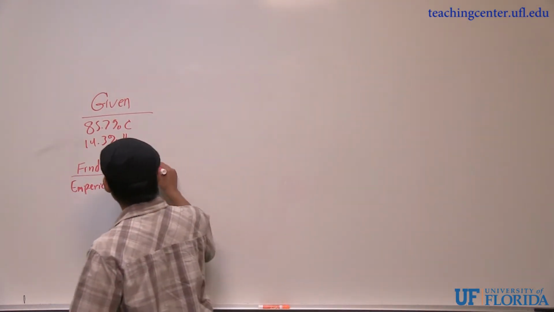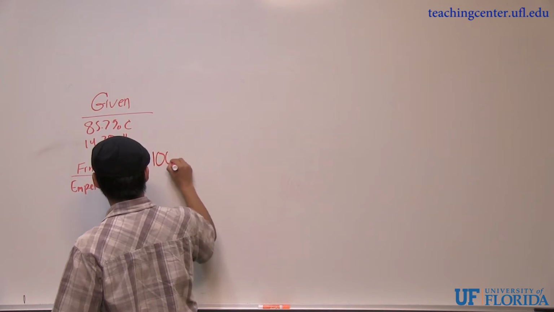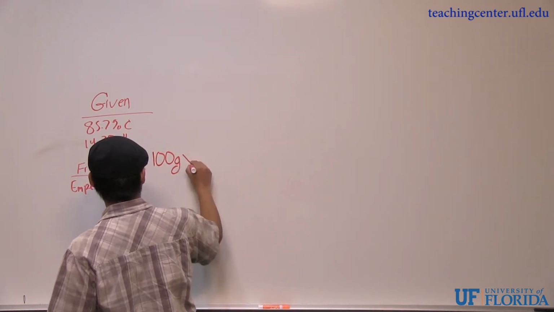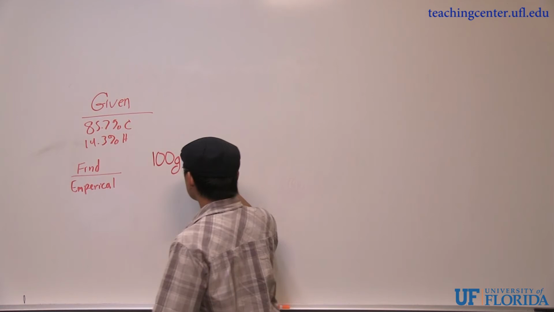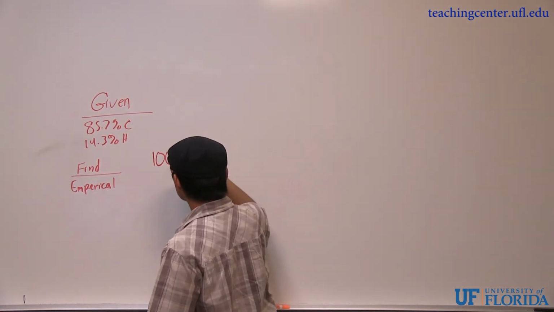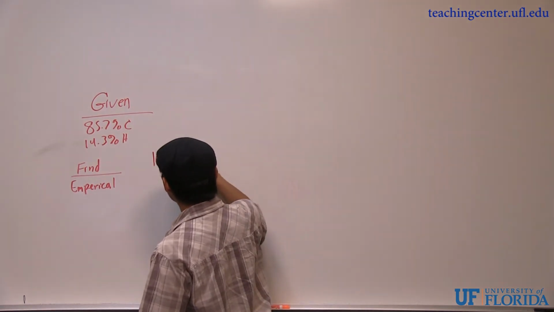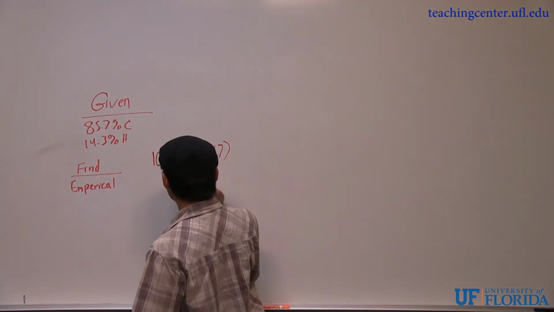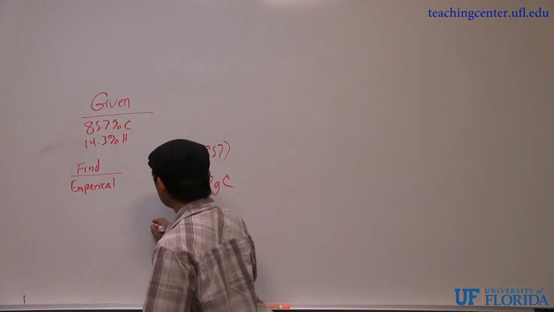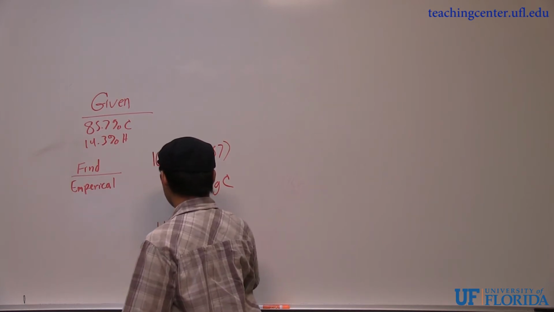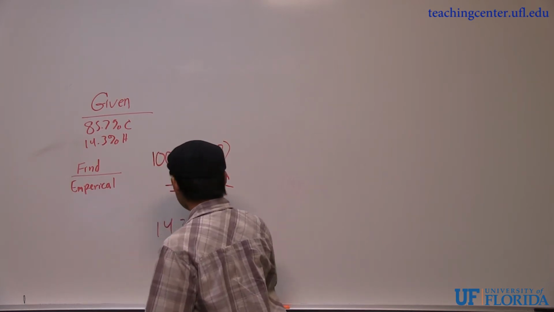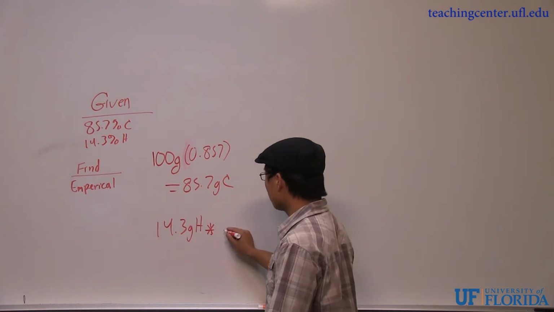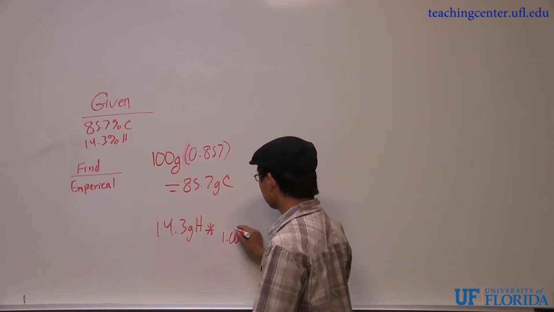So how are we going to do that? Well, since we have a percentage, we can assume we have 100 grams of the compound. So that means for every one of these, well, I don't really need to do this, but we're just going to assume that we have 85.7 grams of C and 14.3 grams of H. Then what I do is I divide both by their molecular weights.